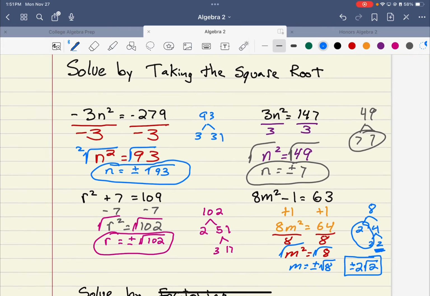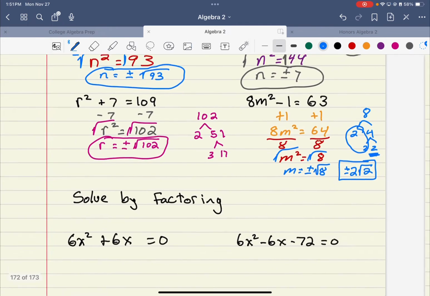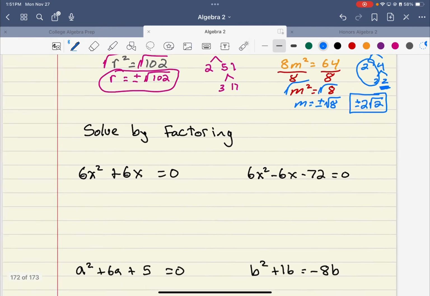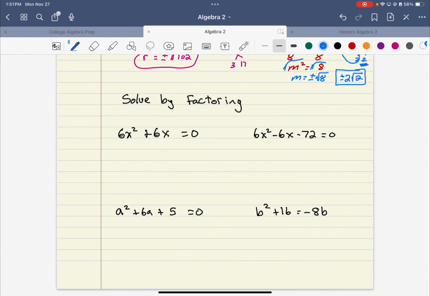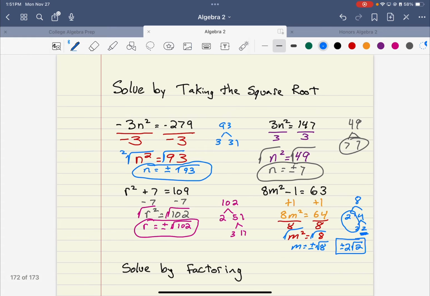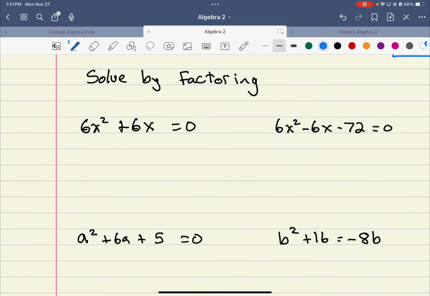Okay. And we did these types of problems anytime you just had the A value and the C value. The second type then that we looked at was solving by factoring. So we've got about 6 of these that we're going to work on as well, just going over all the aspects of factoring because it is so important.